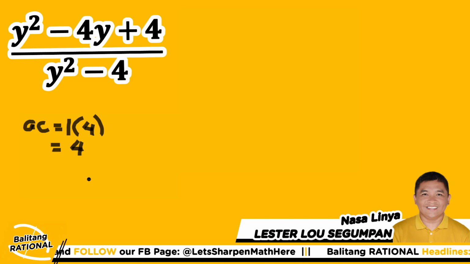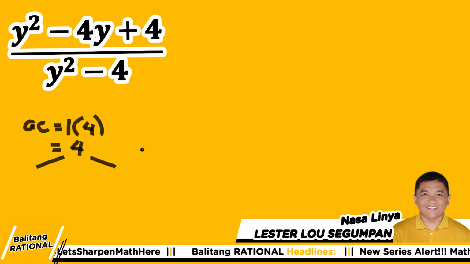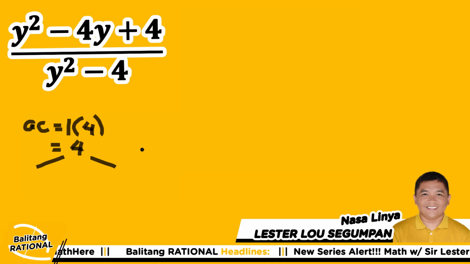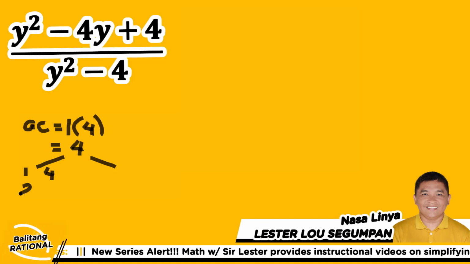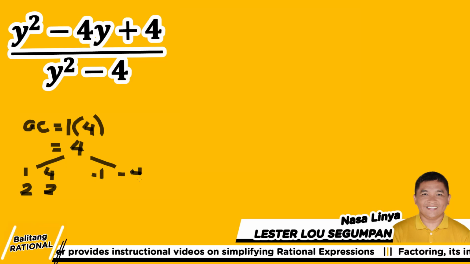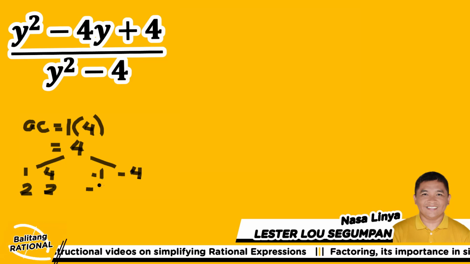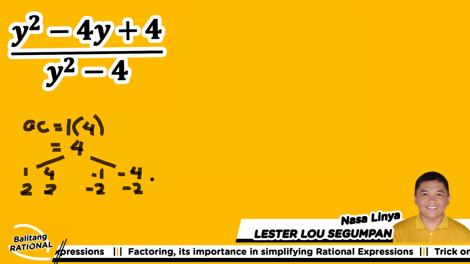Now, this 4 will now be identified with its factors. Yung factors na minumultiply natin to get 4. We have 1 at saka 4. At saka pwede din 2 times 2. Tama? Now, aside from this, we also have its negatives. Negative 1 at saka negative 4. Saka yung negative 2 and negative 2. All of these 4 pairs, when multiplied, will get a result of 4.